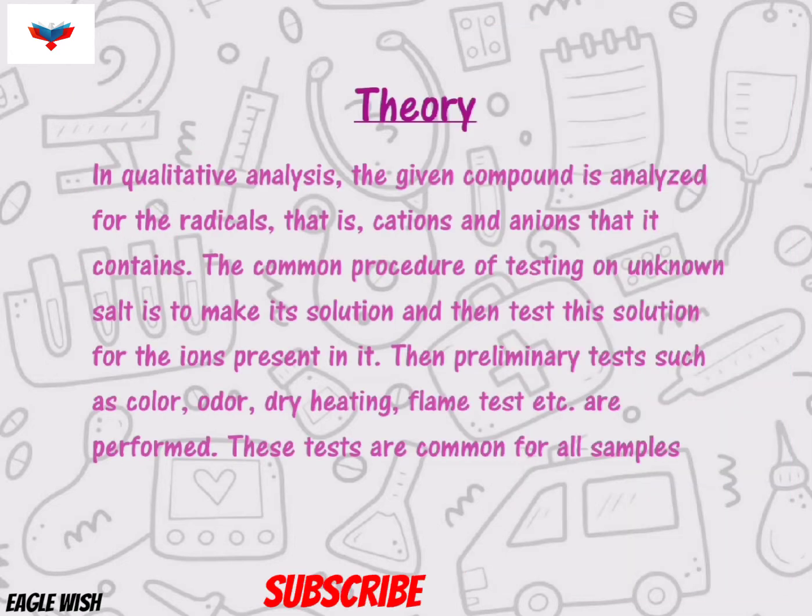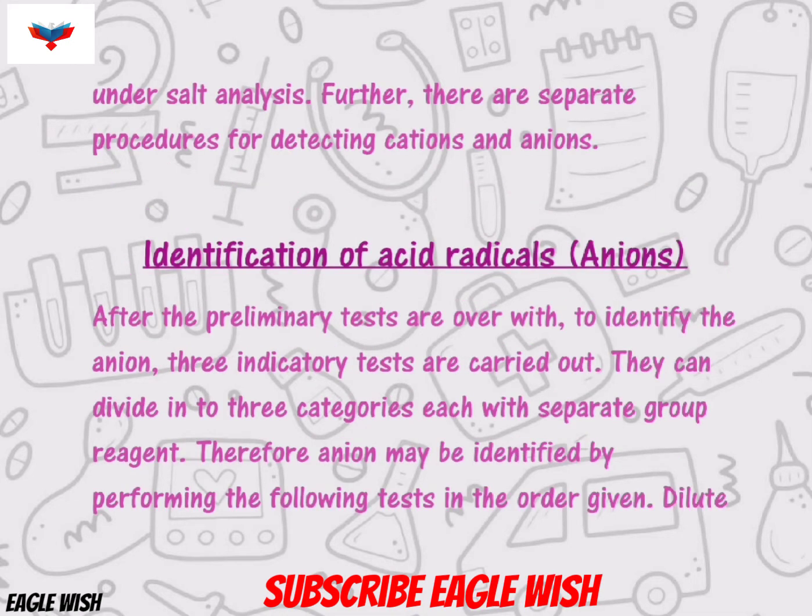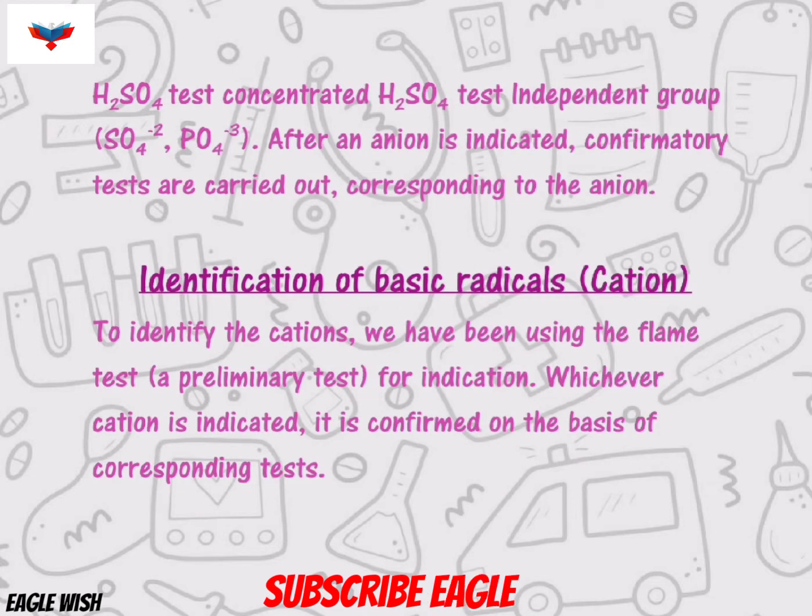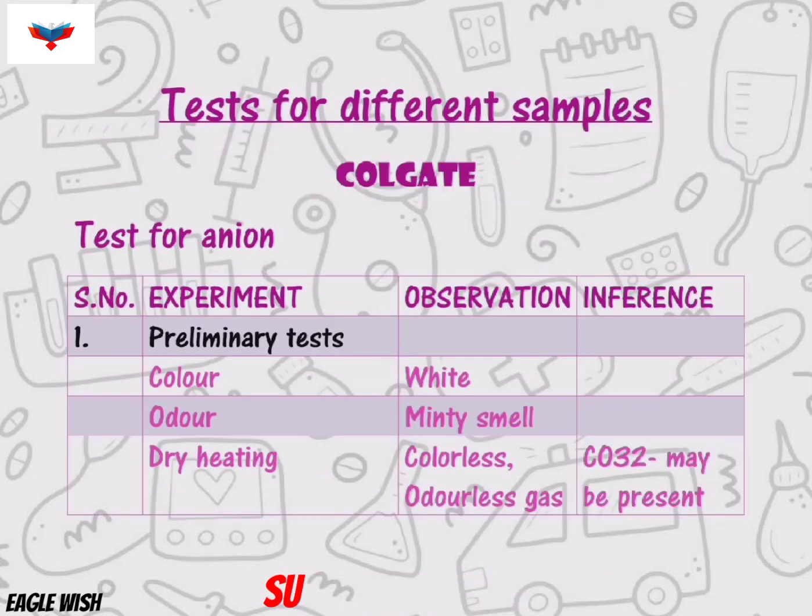Before starting the procedure, we will first finish the theory part of the project. In this theory, we will write about the identification of acid radicals and basic radicals, which are basically anion and cation. We will start our procedure by performing the different tests for Colgate. First, we will test for anions, after that cations.